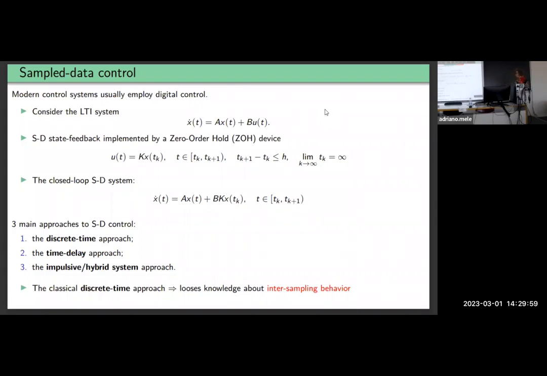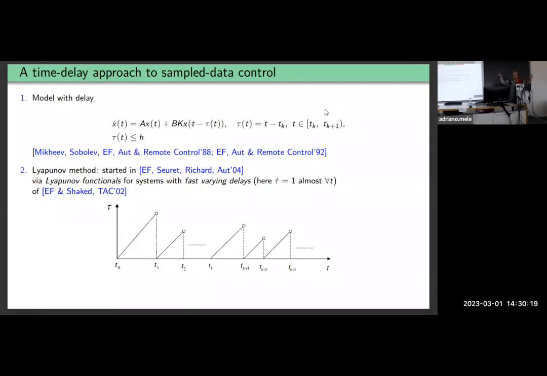And for the nonlinear case, to preserve this intersampling behavior, two approaches were suggested, and one of these approaches was the time delay approach, and another one, the impulsive or hybrid system approach. So these approaches preserve all intersampling behavior. What does this approach mean? We present t_k as t minus tau(t), where tau(t) is t minus t_k. So if you substitute this back, it is the same t_k. Nothing happened, but in such a form, you have this presentation for all t, and tau(t) is delay. This is a very special kind of delay.